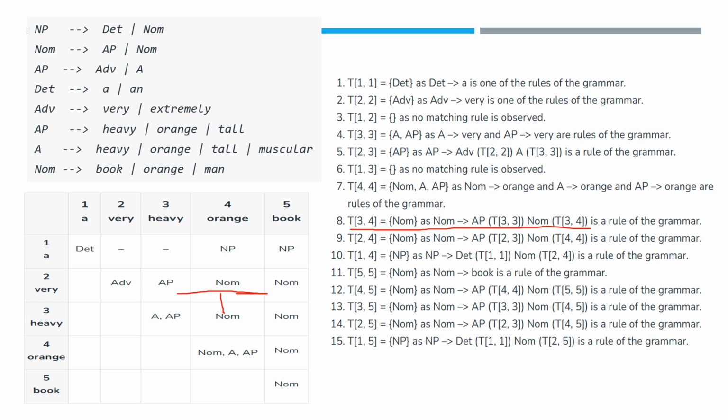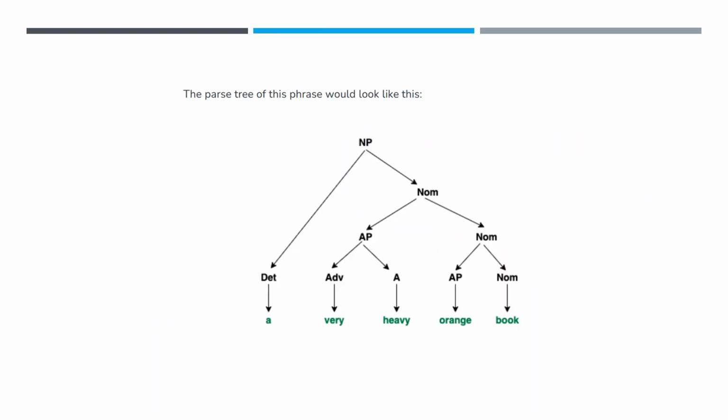So likewise, I'll fill my table using dynamic programming. Once we make the table, we need not recalculate again and again. I can directly make my parse tree. So here is the parse tree corresponding to the sentence given to me, that is, a very heavy orange book. So that's all about the context-free grammar.